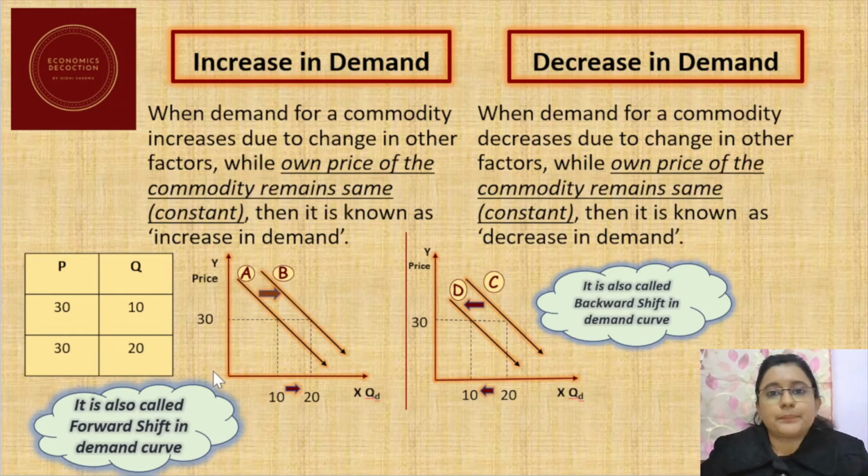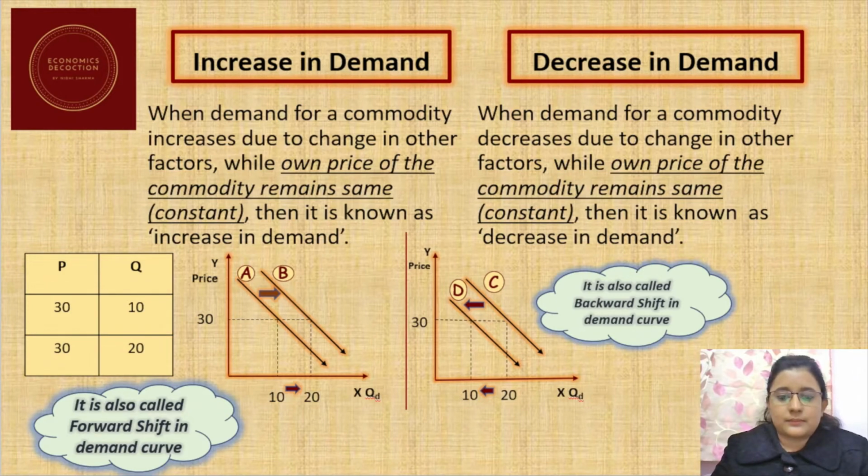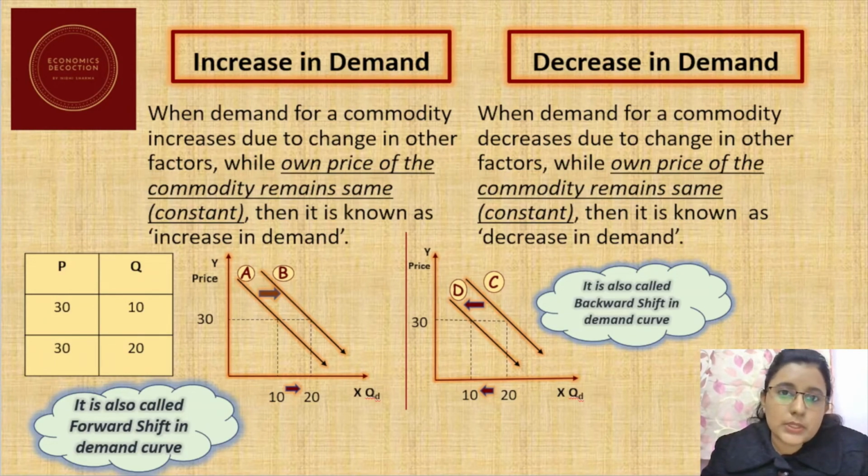For example, the consumers have now changed their tastes and preferences. Now the consumers are preferring momos over pizza. So what basically happened is that people have now shifted their preference towards momos rather than pizza. So even if the price of pizza did not increase from 30, the demand for pizza got reduced from 20 to 10. This is basically due to change in tastes and preferences.